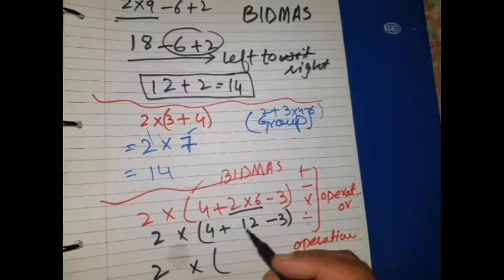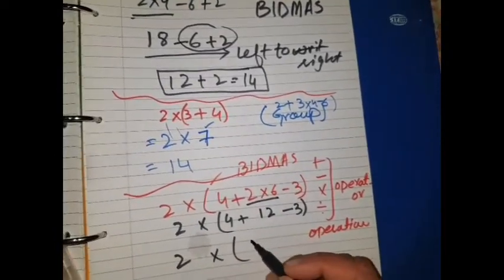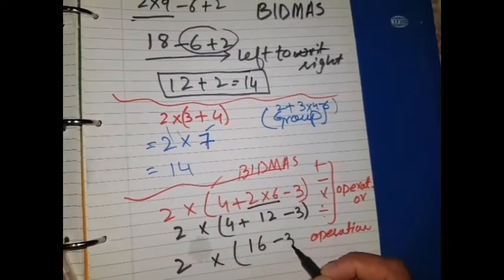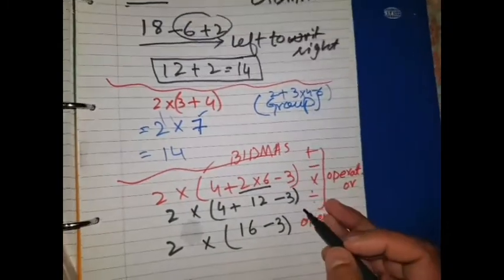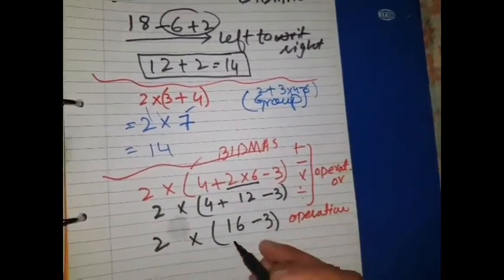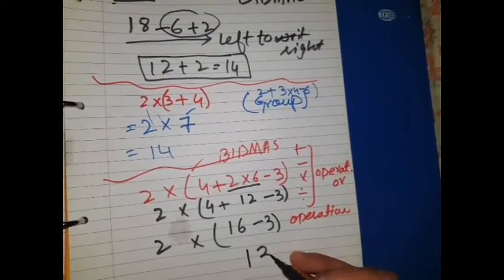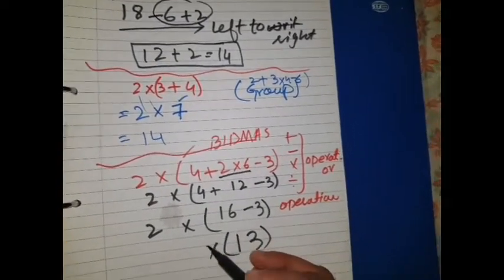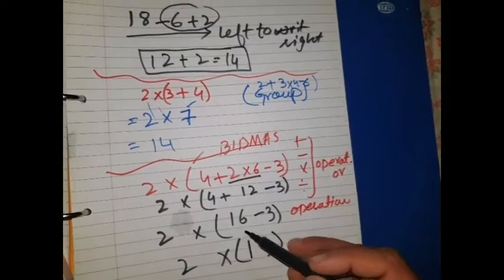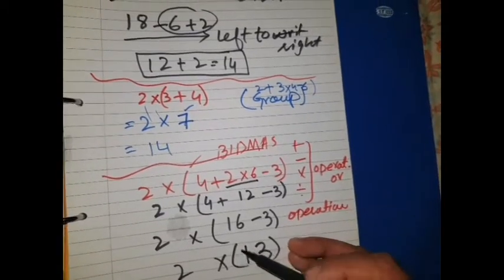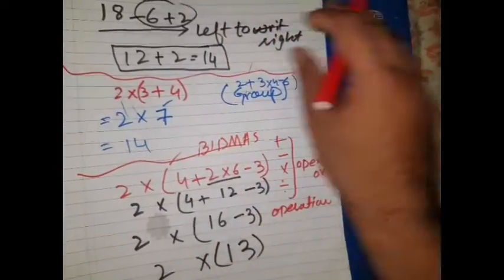So what I'm going to do here is, 4 plus 12 makes 16, minus 3. Next step. 16 minus 3 makes what? It makes 13. Now, times 2. Now, you might be looking at this and wondering about this bracket here. I don't need this bracket anymore, because I am done with the bracket.